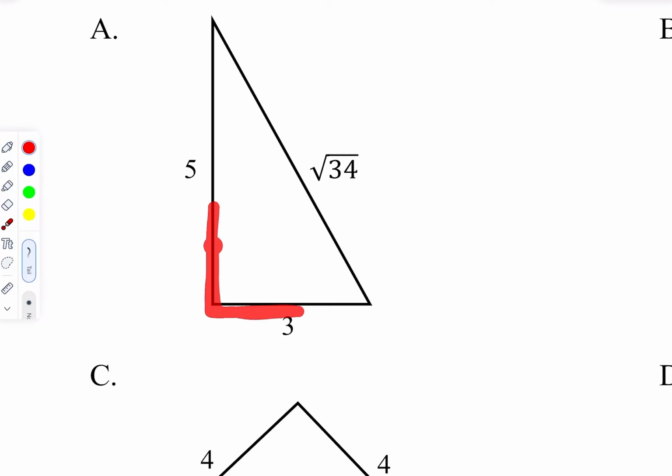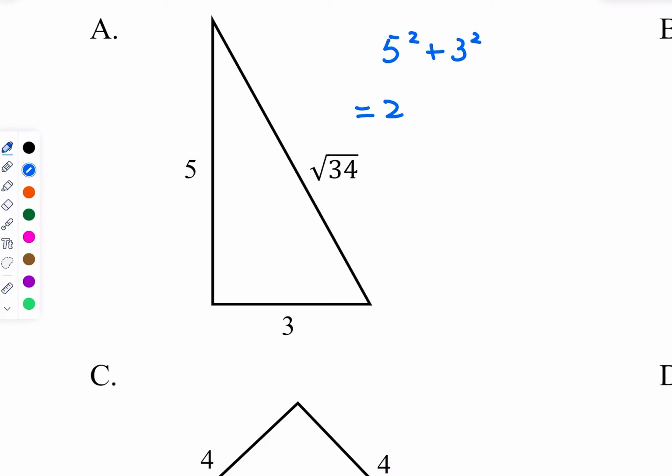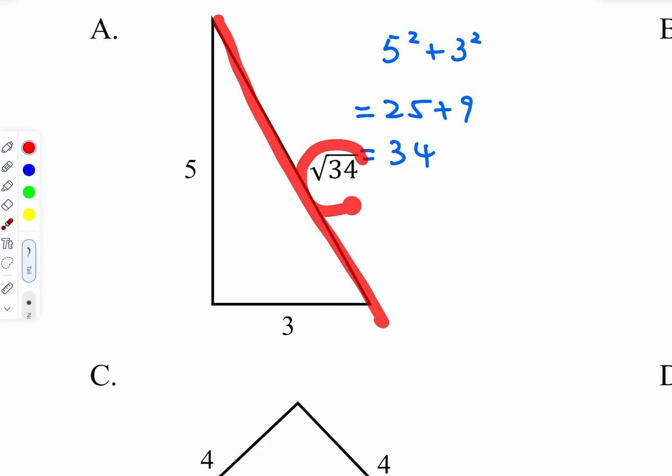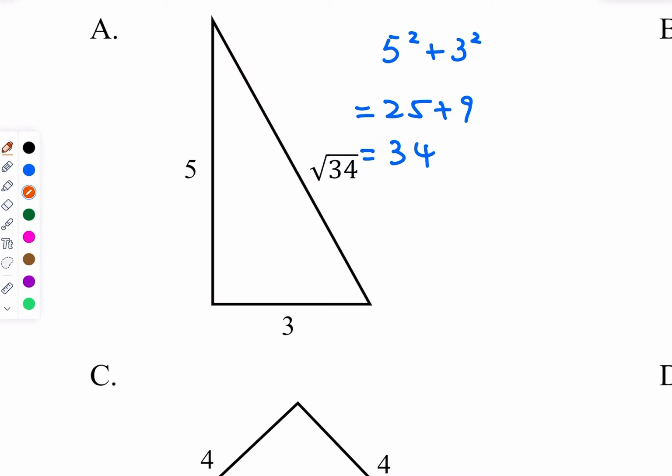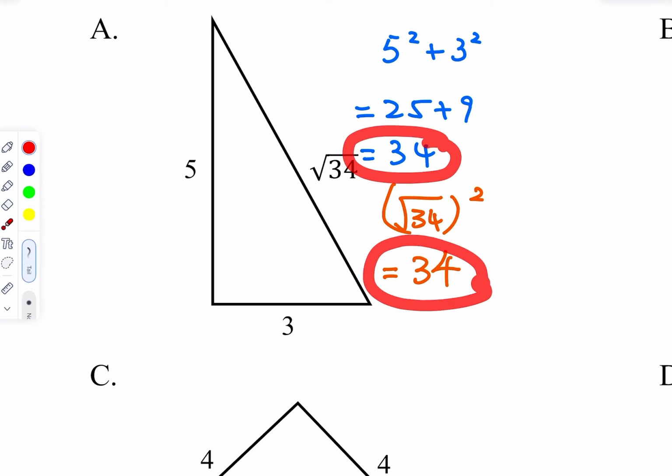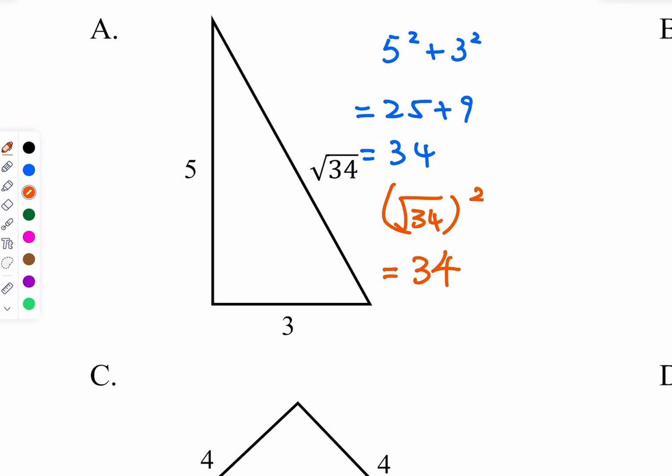Take the two shorter lines, square them and add. 5 square plus 3 square. You get 34. And then check whether it equals the bigger line's square. The bigger line is square root of 34, and its square, click calculator, is also 34. Are they both the same? Yes, they are the same. If they are both the same, that means there is a 90 degree there.